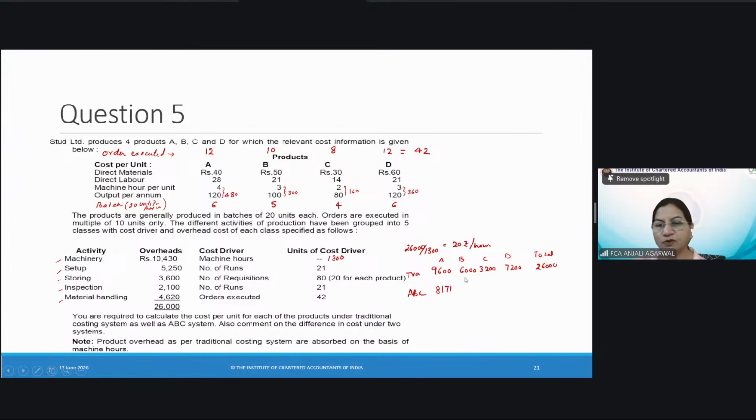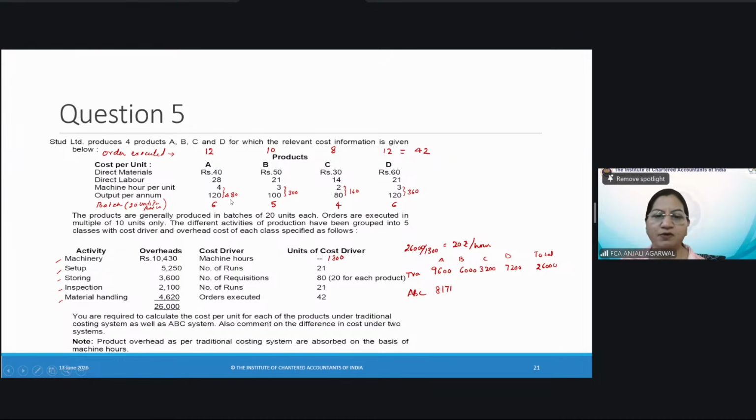Similarly, you will calculate for all the four and find out how much difference it creates to do the calculation as per the traditional method or to allocate the overheads as per the ABC method. And you'll say that ABC is more scientific and more logical, right? So I hope the concept of ABC costing is clear. It is not necessary that you will get a very direct question that this is the activity, this is the overhead, this is the cost driver, these are the units used in products ABC.